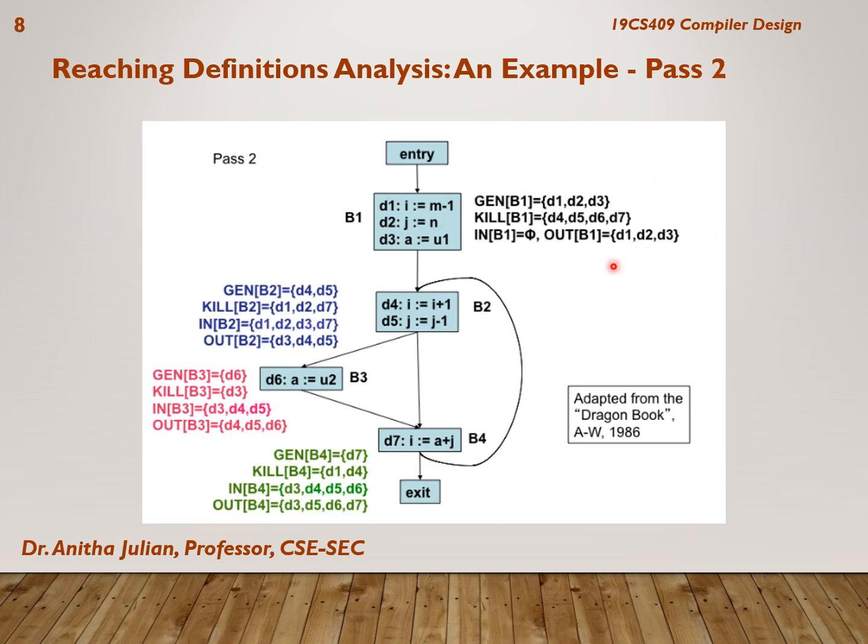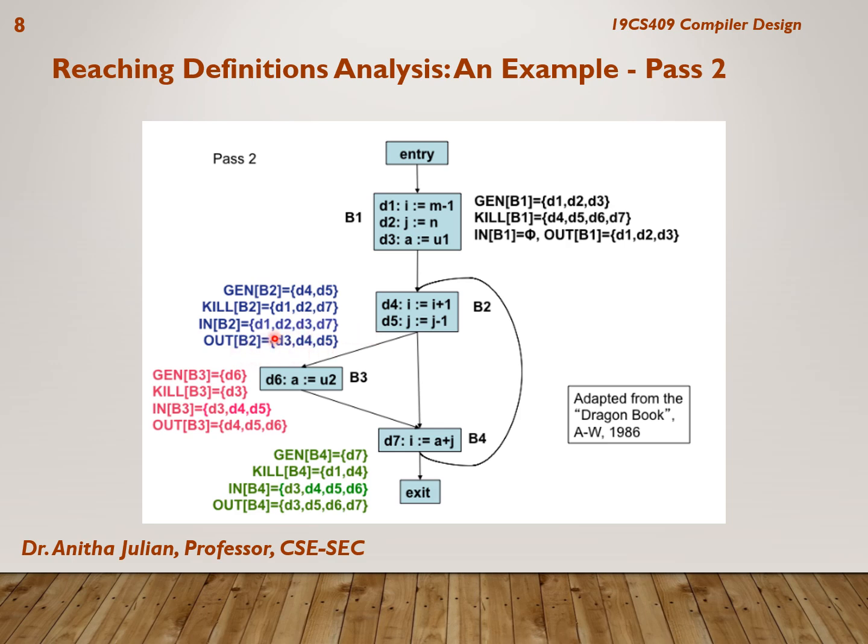When we come to pass 2, we are going to consider the flow of the data also. So now gen is the same, D1, D2, D3. Kill is also the same, whatever is getting killed. In is initially null for the first block. Out is the same. But when I come to the second block, what is generated is D4 and D5, and kill will be the same.